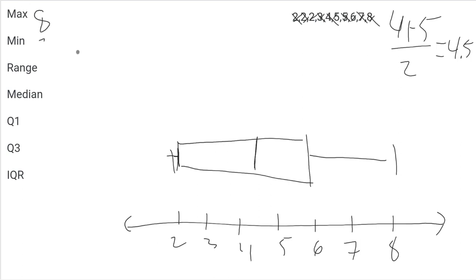My min was 2. My range is subtracting those two numbers. My median was 4.5. Q1 was 2. Q3 was 6. And my IQR is subtracting those two numbers.